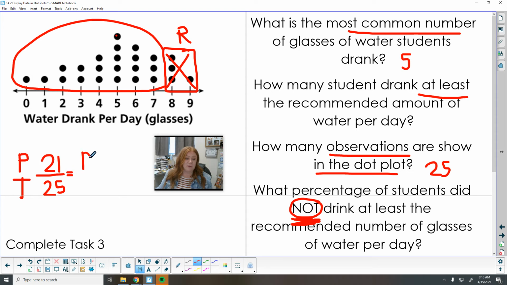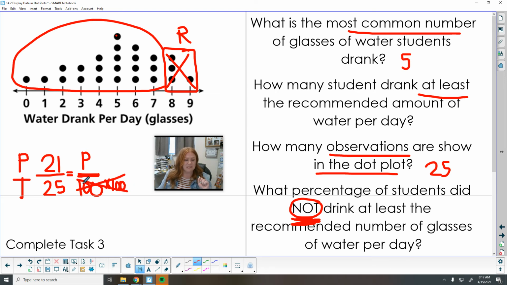Now we're looking for the percent out of 100. We want to get P for percent all by itself. So we're going to divide by 100. Sorry, not divide. We want to do the opposite, which is to times by 100.